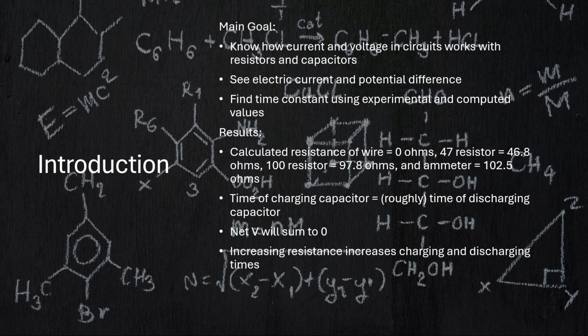For the introduction, the main goal is to know how current and voltage in circuits work with resistors and capacitors, see the electric current and potential difference, and find the time constant using experimental computed values. The results were the calculated resistance of Y equals 0 ohms, the 47 resistor equals 46.8 ohms, the 100 resistor equals 97.8 ohms, and the ammeter equals 102.5 ohms.